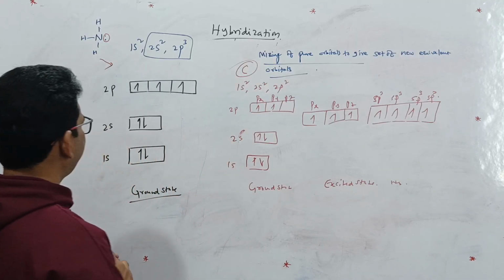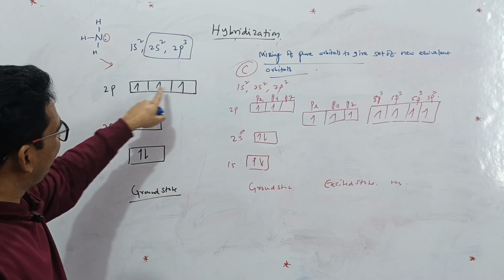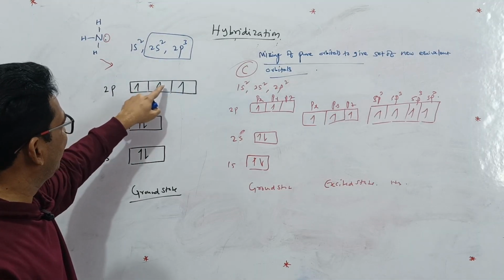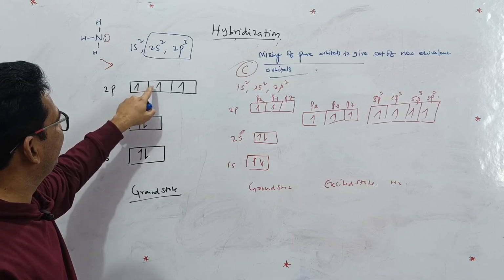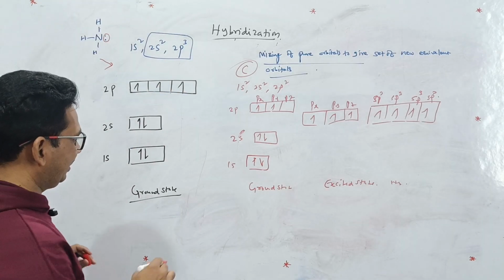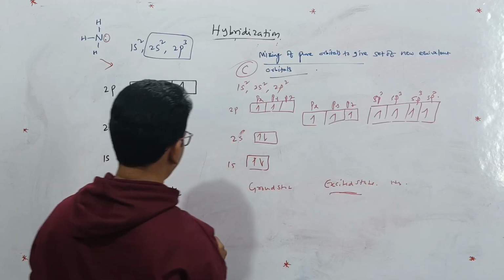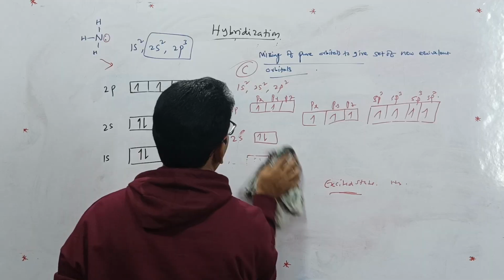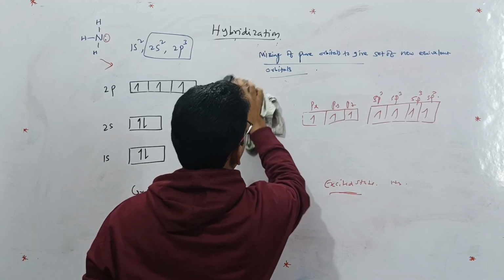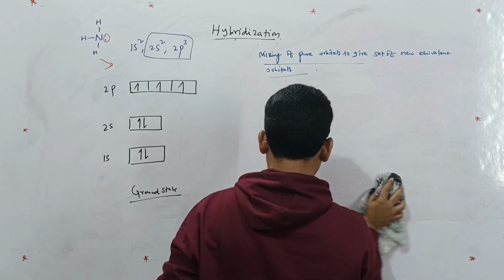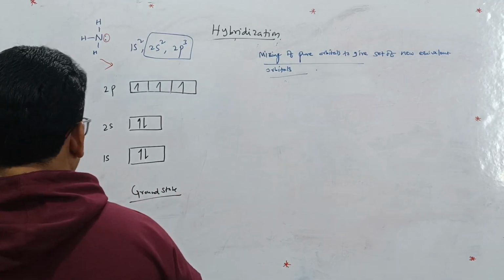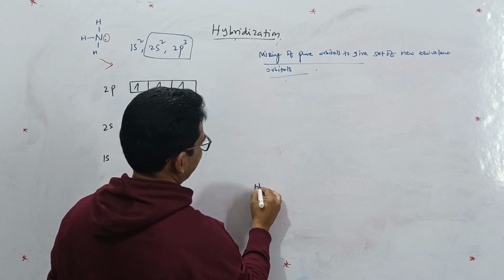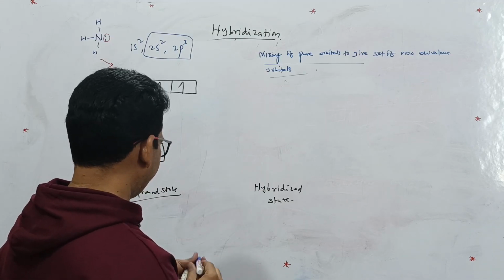But in the case of nitrogen, do you see any empty orbital? No, all 3 p orbitals have 1 electron each. You can see 1, 1, 1, all 3. Is it required to undergo the excited state? No need of the excited state for this one. Why? Because all of them are filled. That is why nitrogen won't undergo the excited state. We directly write the hybridized state. In the hybridized state, what happens?